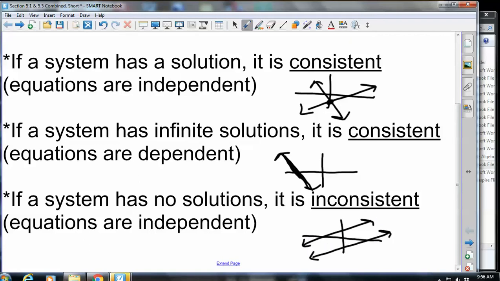So you did this in Algebra 2. My Algebra 2 just took a test over it before break. Do you remember talking about these terms? Consistent, inconsistent?